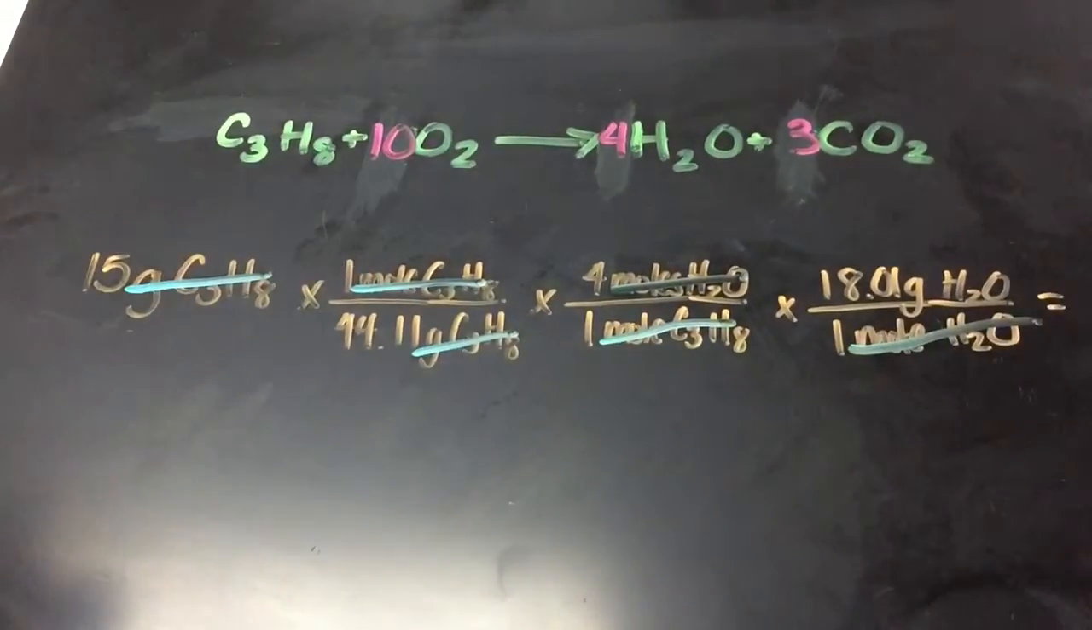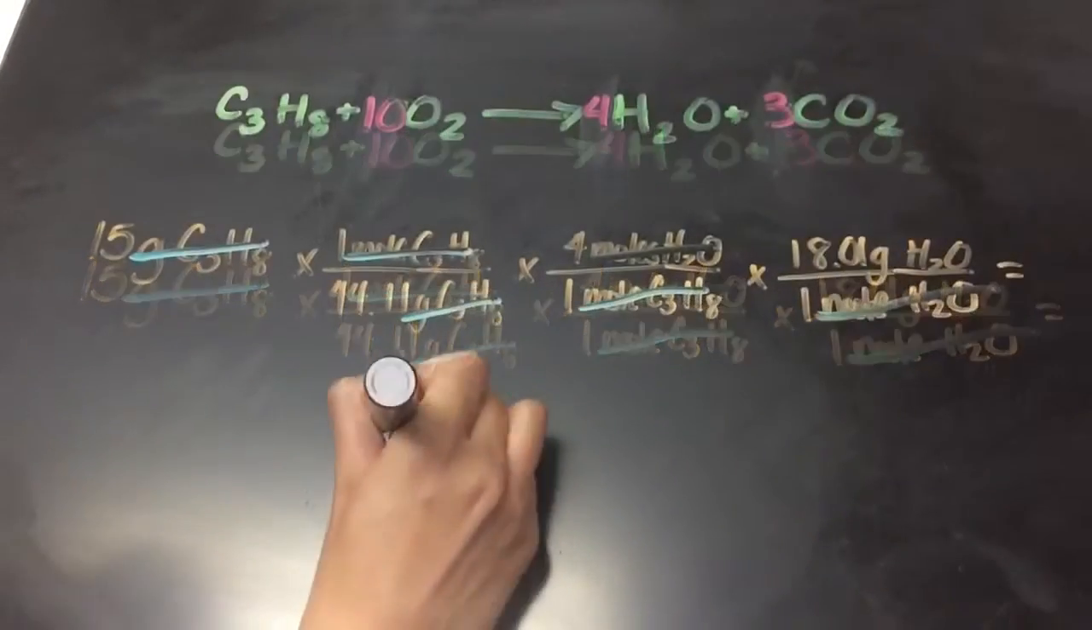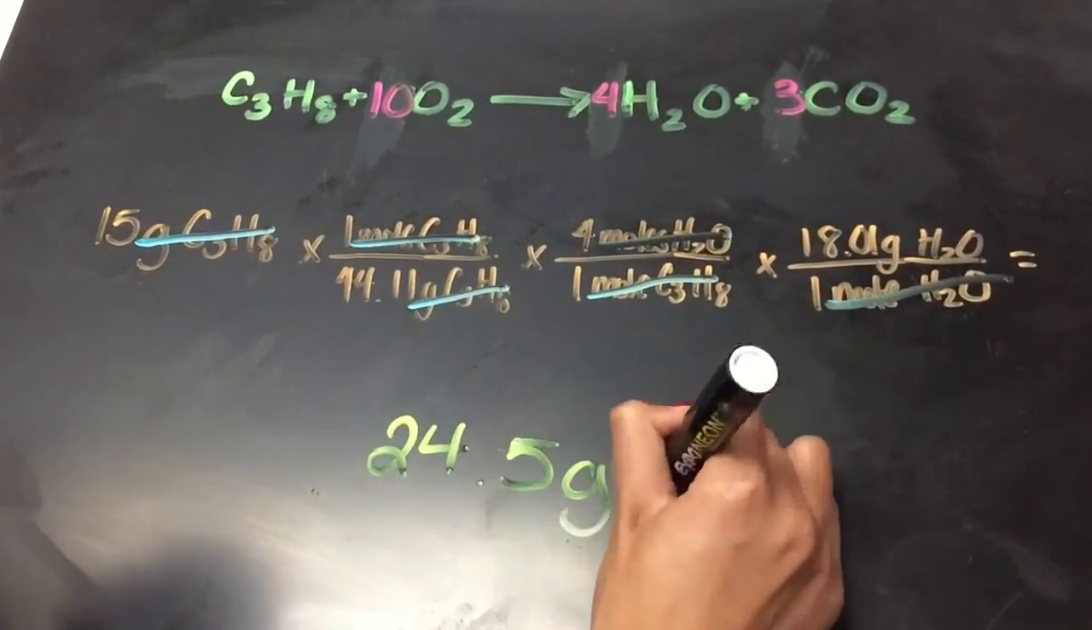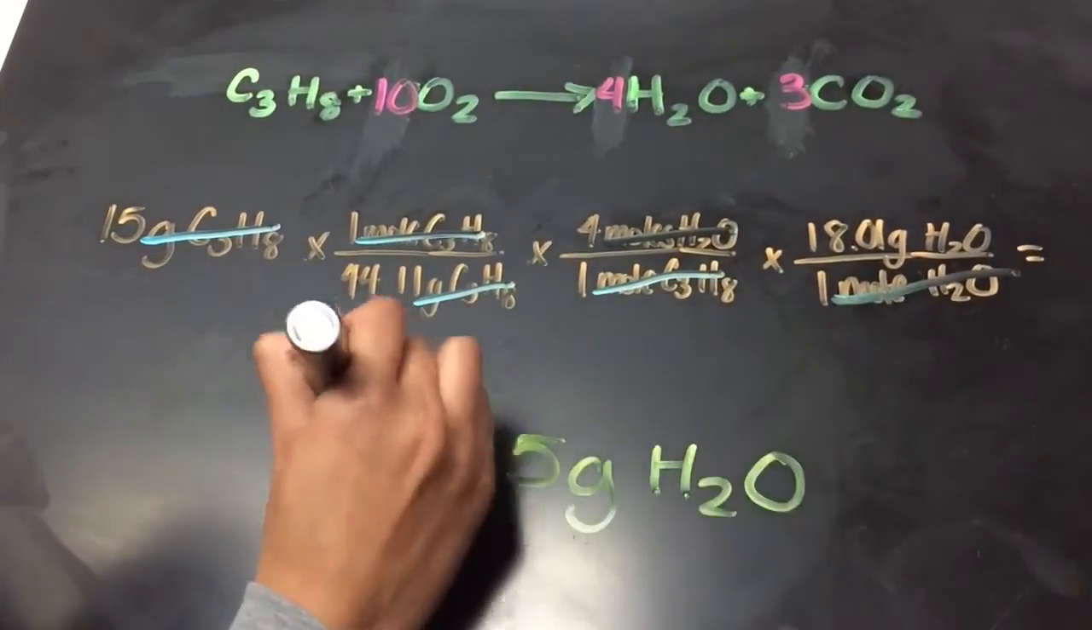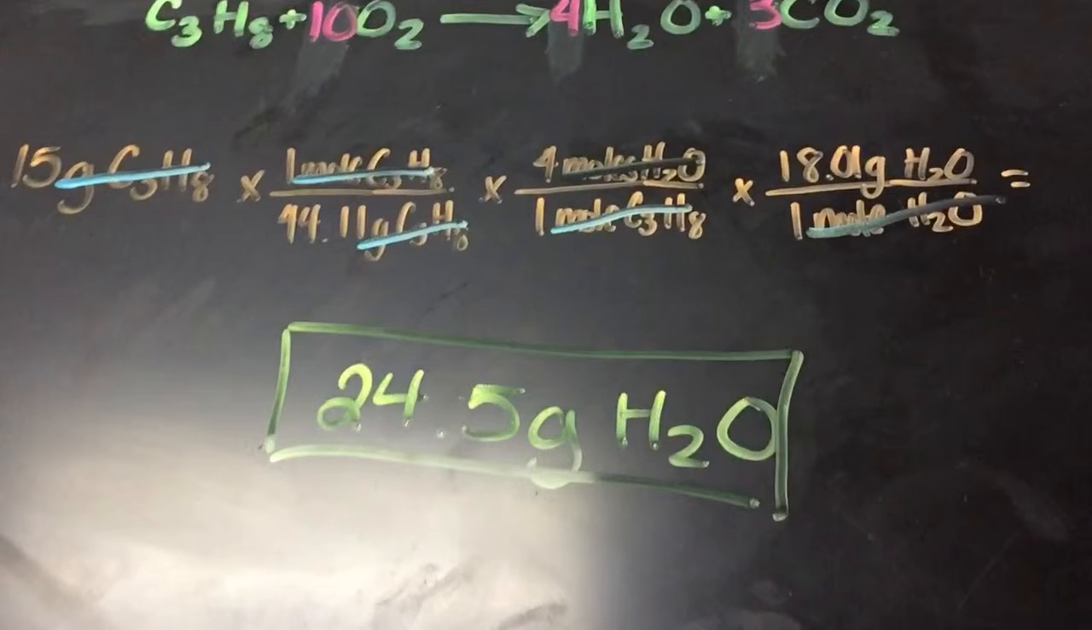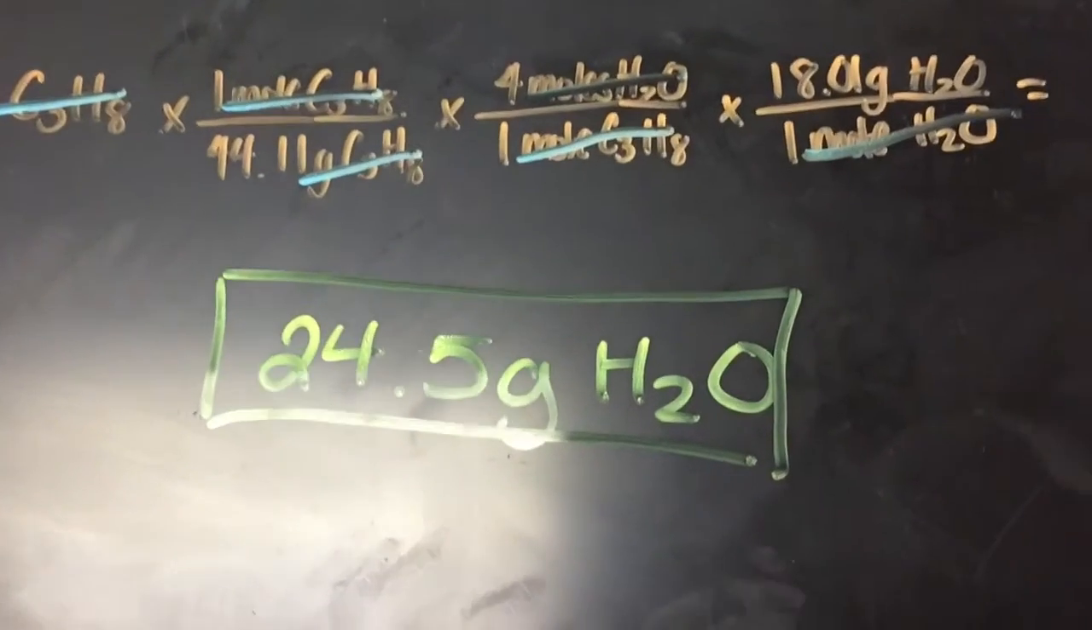So 15 divided by 44.11 times 4 times 18.01 gives us a final total of 24.5 grams of H2O. We know this is grams of H2O because the units cancel, leaving us with the only unit of grams of H2O.